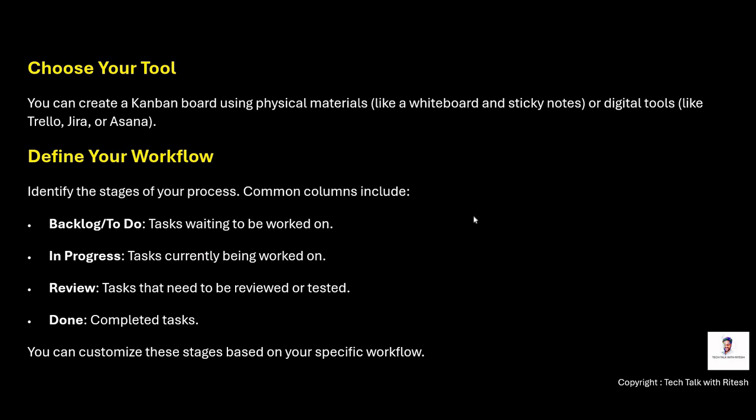Or we can just simply use a whiteboard and we can just put some sticky notes also, right? So the very first thing is define your workflow, identify the stages of your process, and like I said, To Do tasks, In Progress tasks, In Review tasks, and Done tasks, right? So we can have those columns. These are the different stages we will encounter within our process, and then we can of course customize these stages.